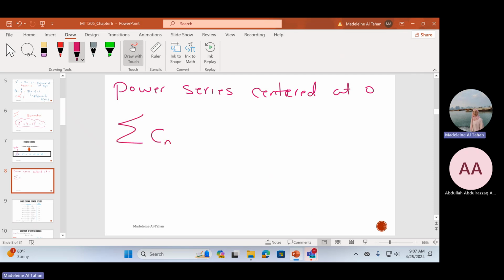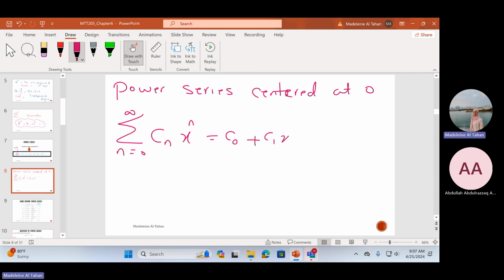So we want now to write the power series centered at 0: sigma Cn, n equals 0 to infinity. Instead of x minus a power n, it will be x minus 0 power n, which is x power n. If you want to write it like a polynomial, at n equals 0, substitute. What will we get? C0 times x power 0. What did we say about x power 0, miss? 1.